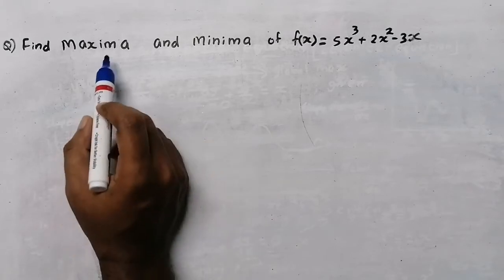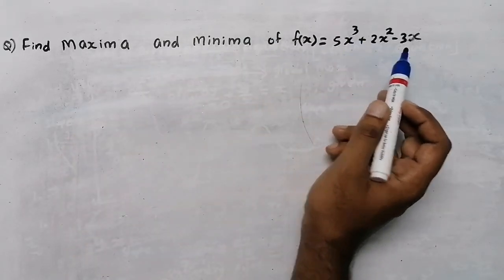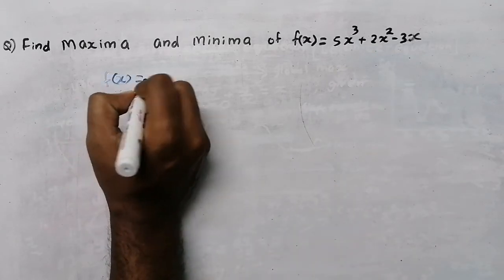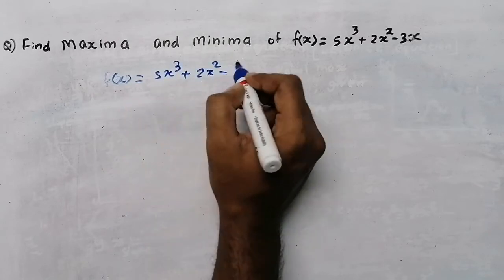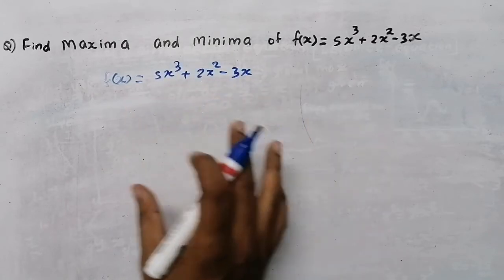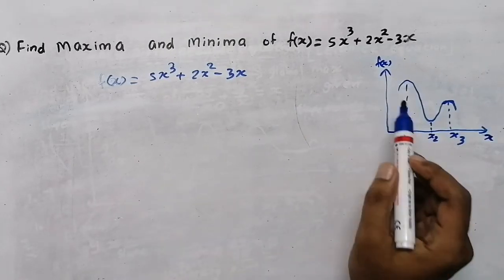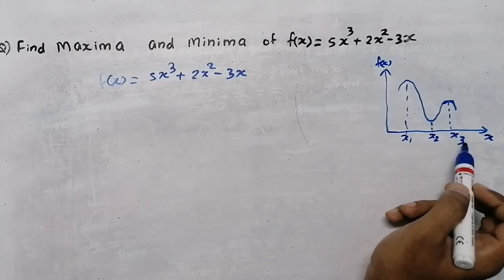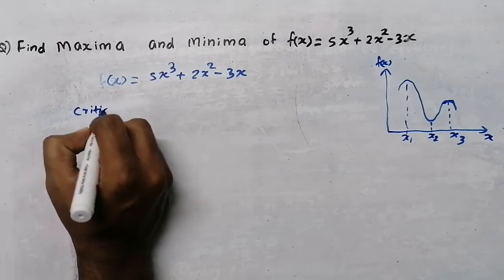In this question, we need to find the maxima and minima of the function f of x equal to 5x cube plus 2x square minus 3x. So first of all, write the function like that itself. That is my function f of x. It is 5x cube plus 2x square minus 3x. Now I need to find maxima and minima. From the graph, we have maxima and minima at critical points. So we need to find critical points.